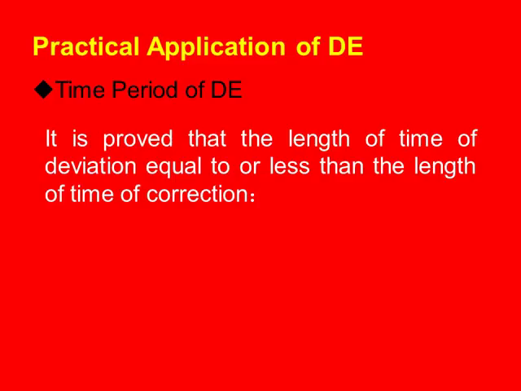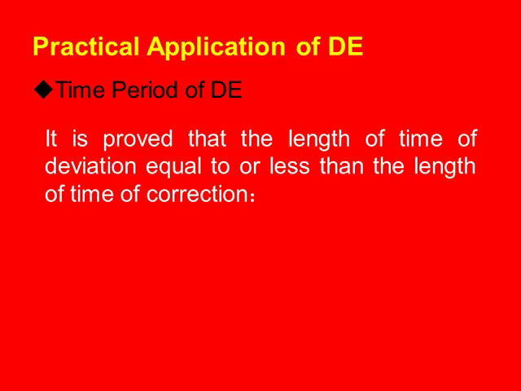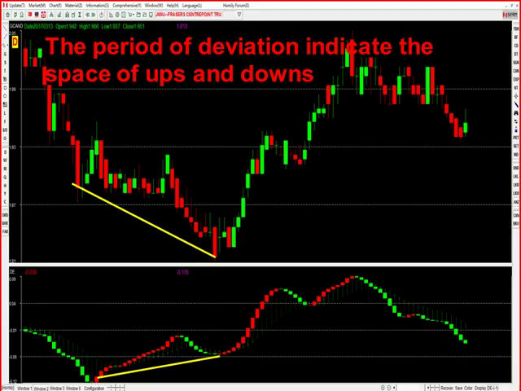Time period of deviation expert. It is proved that the length of time of deviation is equal to or less than the length of time of correction. So let's see this one. The period of deviation indicates the space of ups and downs. What does that mean? Space, the distance. This is the deviation space, right? And this is the rising space. Is equal to or more than. Okay, so equal to or less than. So this one is equal to the rising space. Okay.